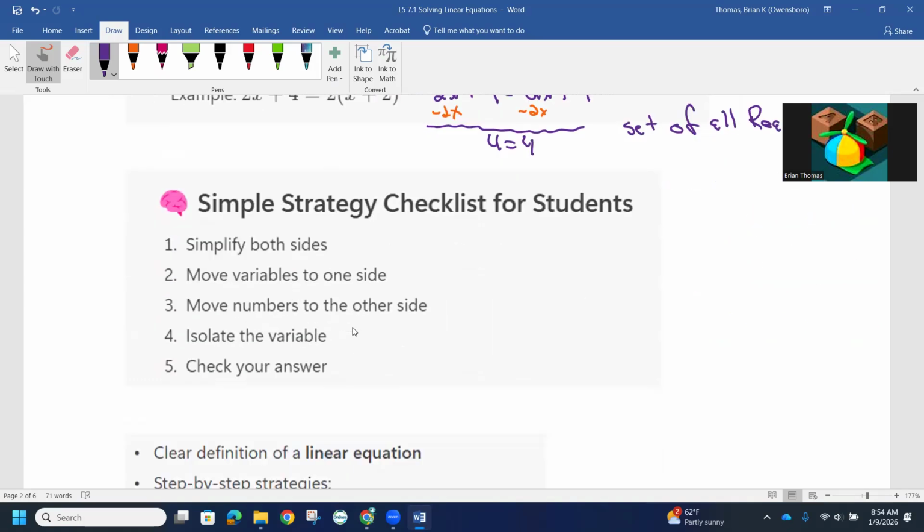So again, to summarize, when we are solving linear equations, this is kind of your checklist. You want to simplify both sides. That's combining like terms, distributive property, removing parentheses. Move the variable to one side. Again, that's where I talk about picking on the little guy. Then you want to get the variable by itself, so you move the numbers to one side, isolating the variable. And then the last thing you want to do is get rid of the coefficient of the variable, and then that variable should be isolated. And then it's always a good idea to check your answer.